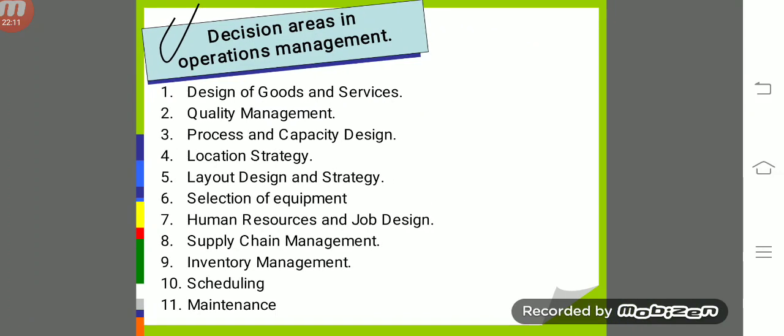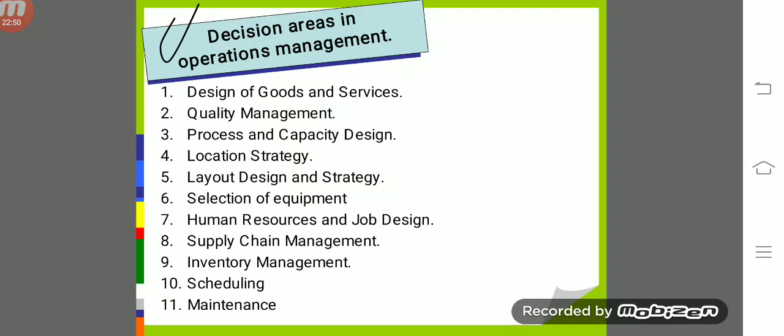Now the next point is decision areas in operations management. These are the basic decision areas in operation management: design of goods and services, quality management, process and capacity design, location strategy, layout design and strategy, selection of equipment, human resource and job design, supply chain management, inventory management, scheduling and maintenance.